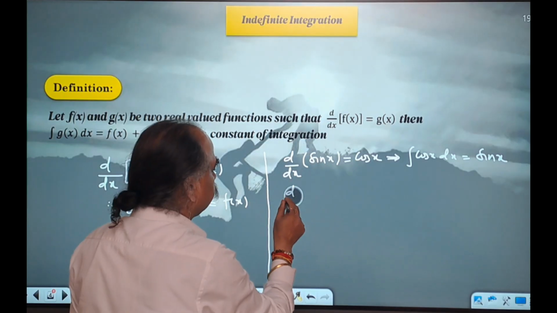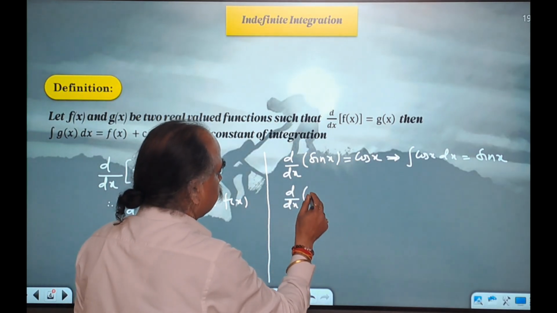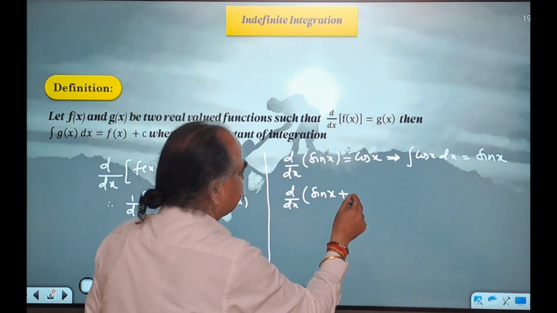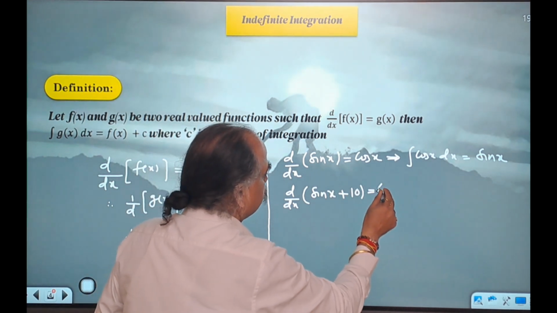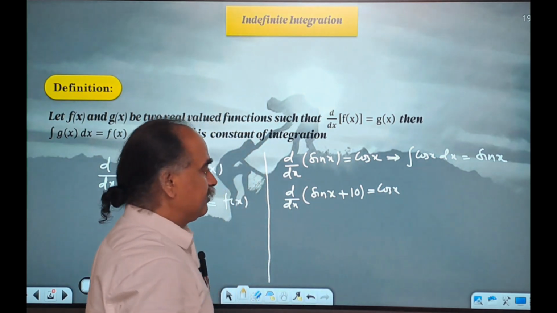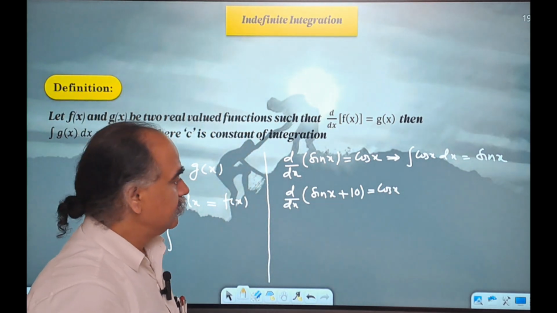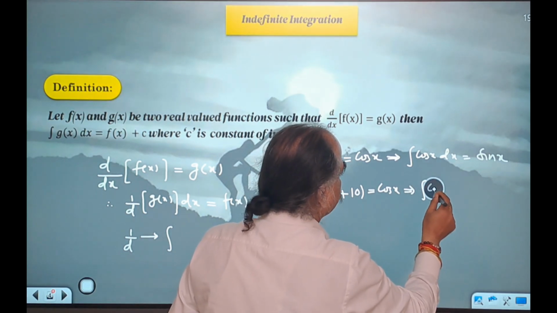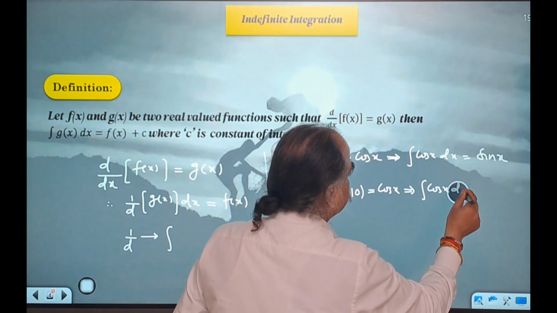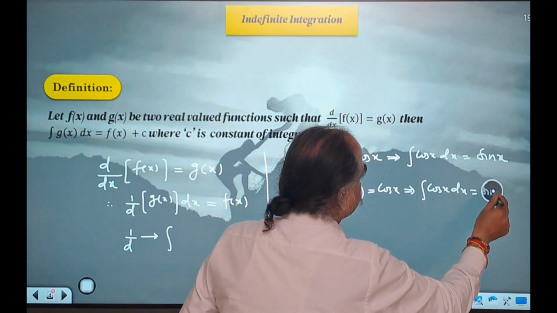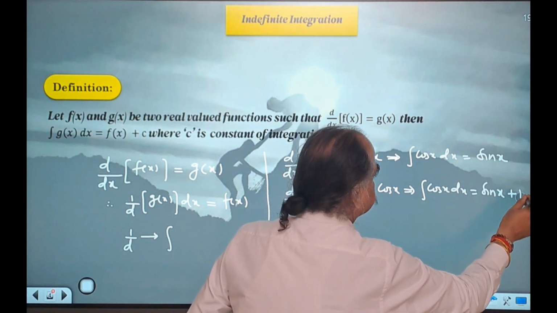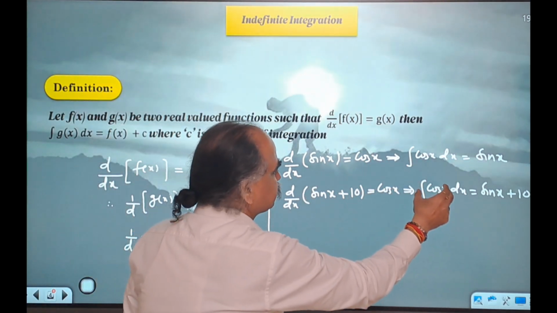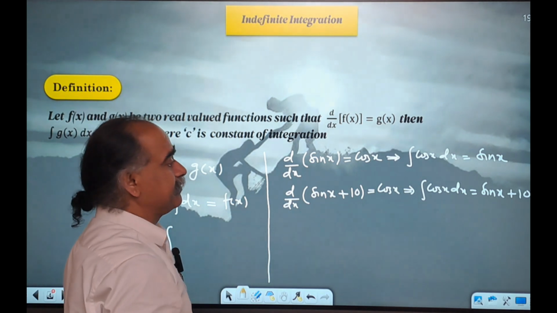Derivative of sin x plus 10 is cos x, because derivative of 10 becomes 0. So this implies integration of cos x with respect to x is sin x plus 10. If its derivative is this, then what will its integration be? sin x plus 10.